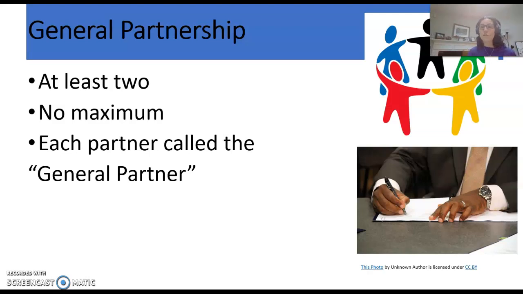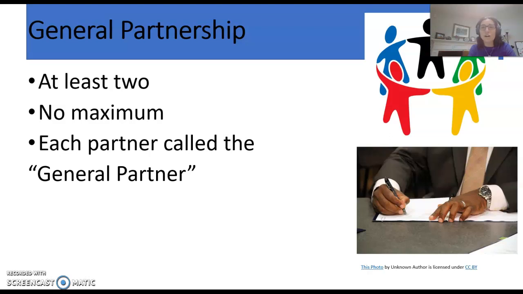But with a general partnership, a really easy way to think about it is that it is a sole proprietorship, but with more than one owner. It's a sole proprietorship, but with more than one owner. How many partners can be in a general partnership? It's unlimited. The law doesn't say you have to have 5 partners or 10 partners. You just have to have at least 2, and you are a general partnership.